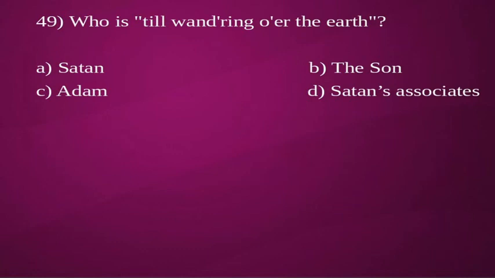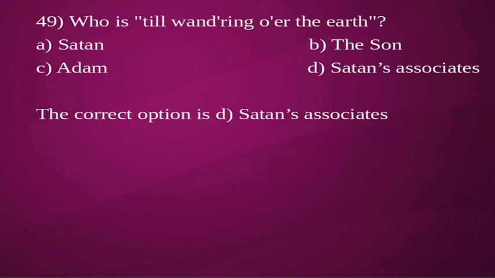Question number 49 is, who is still wandering over the earth? Option A, Satan. Option B, the Sun. Option C, Adam. And option D, Satan's associates. The correct option is D, Satan's associates.